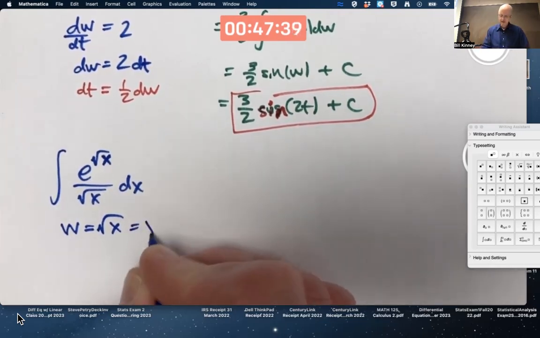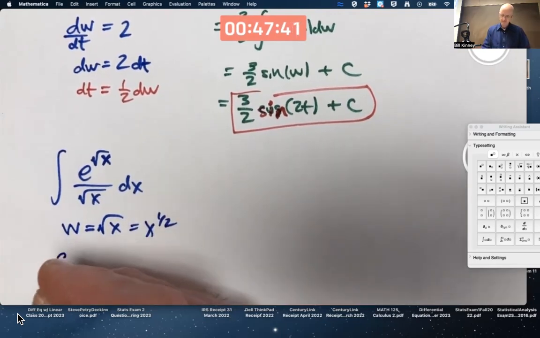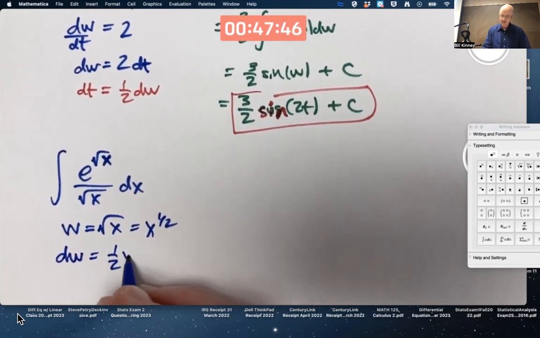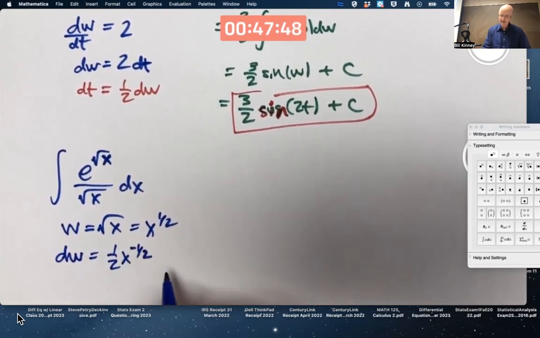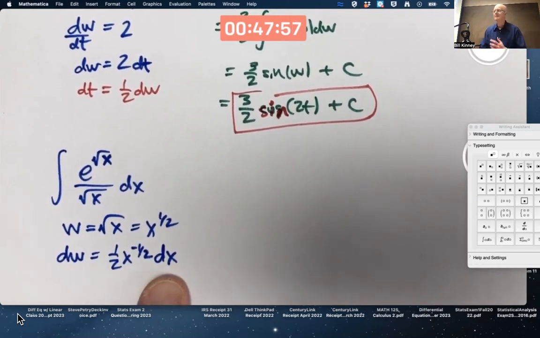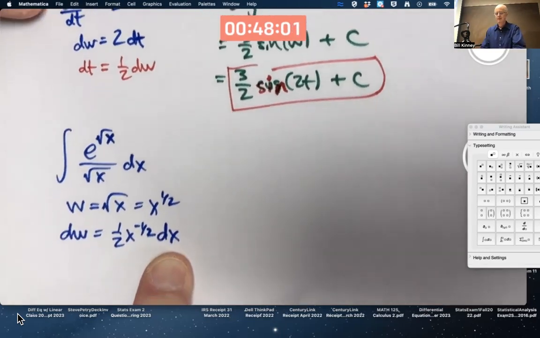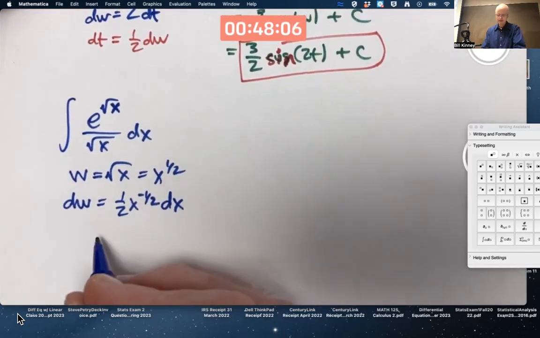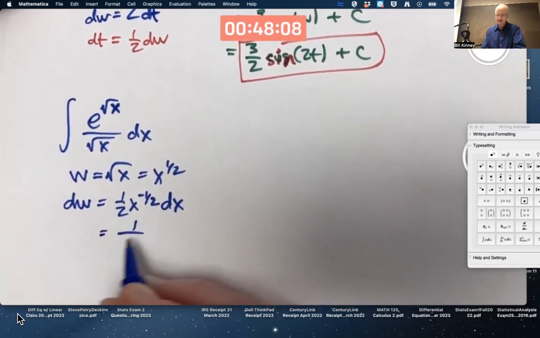We do need to find dw. dw/dx is going to be 1/2 x to the negative 1/2, but then multiply both sides by dx to get dw is 1/2 x to the negative 1/2 dx. Yes, the dx needs to be there. Is that helpful? It is when you recognize that x to the negative 1/2 is the same as 1 over square root of x.